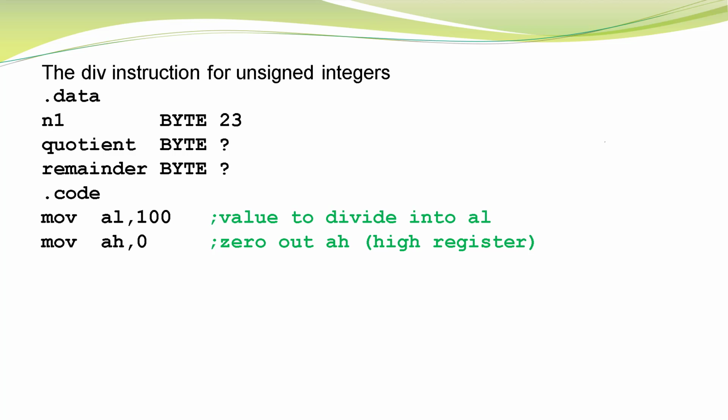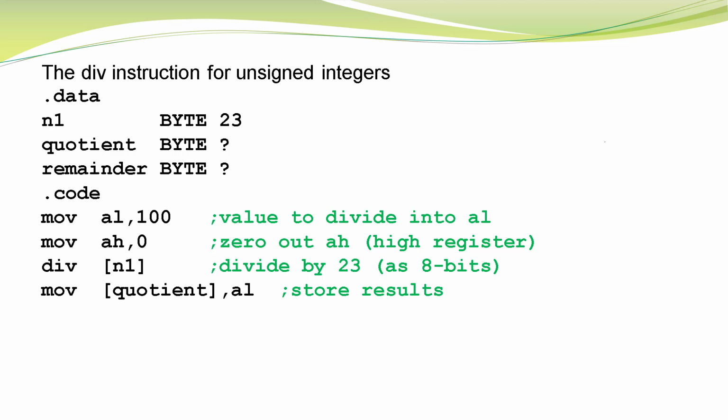Here's an example. I define the variables I need. Then I set up AL and AH as the dividend. Now, dividend is a fancy math word that means the number we're dividing. Next, I use the integer divide instruction and use the N1 variable as the divisor. Once that instruction executes, the quotient will be in the AL register and the remainder will be in the AH register.